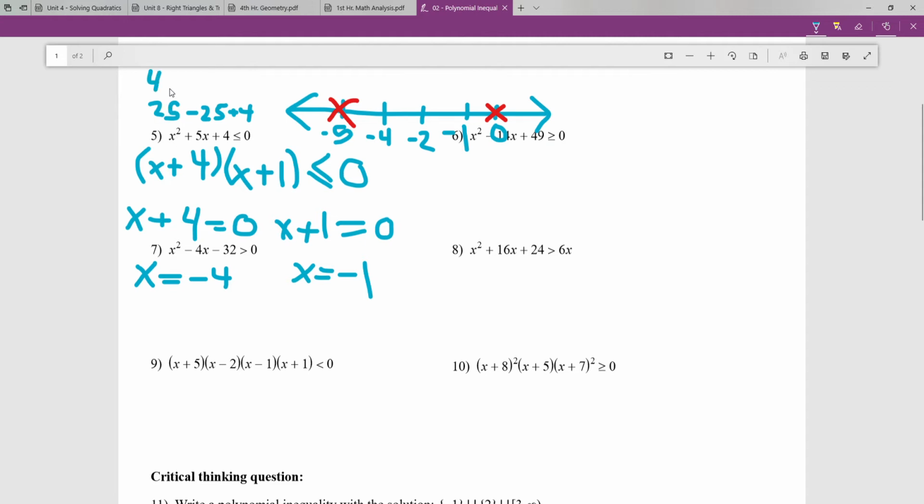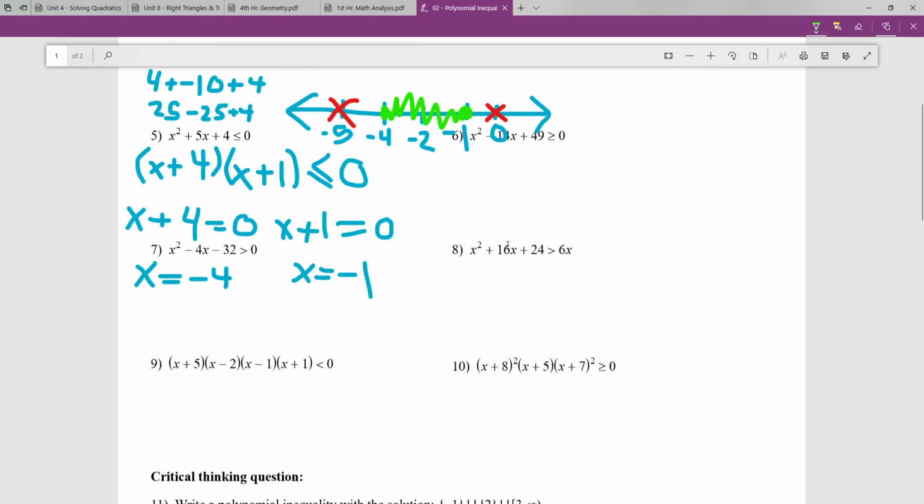Negative 2 squared is 4. Plus 5 times negative 2, that would be negative 10. So 4 minus 10 is negative 6. Negative 6 plus 4 makes negative 2. Negative 2 is less than or equal to 0. So this is a value that works for us. So everything in between here would be great. Since this is or equal to, then it would mean these values work as well. The -4 and the -1 do in fact work.